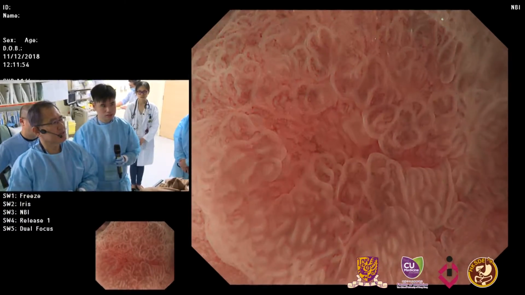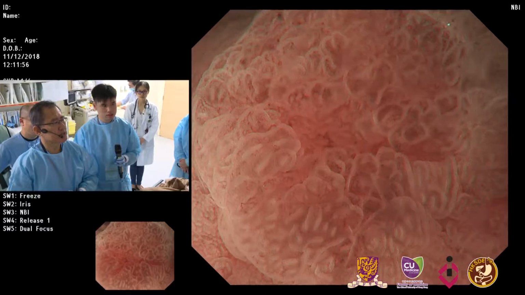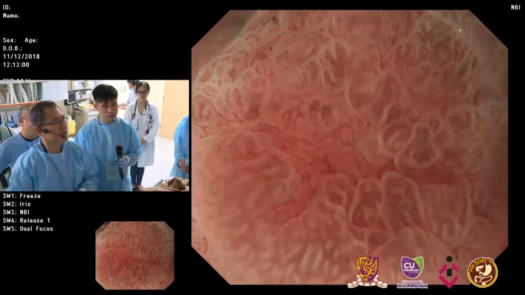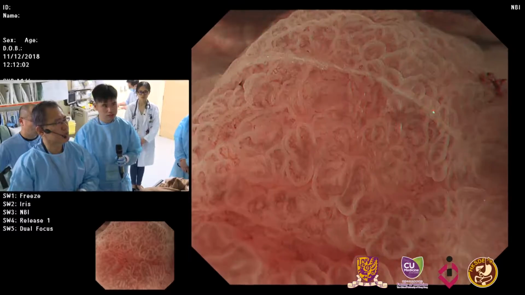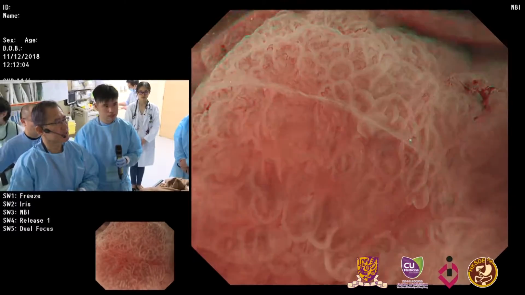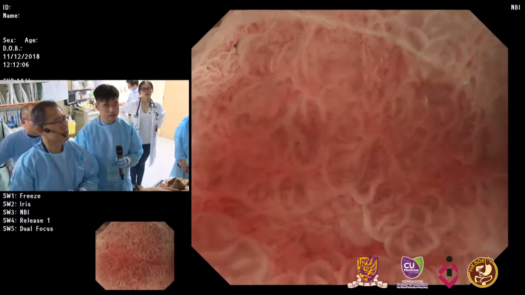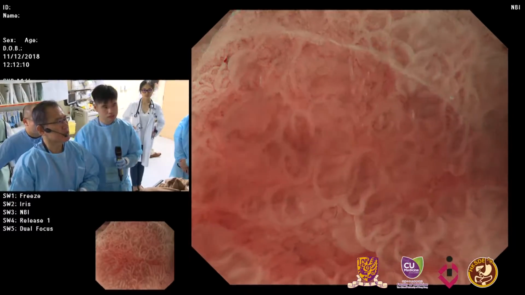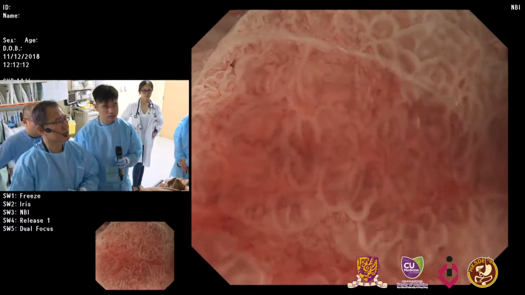However, if you look at the marginal crypt epithelium, it shows regular. However, the microvascular pattern is a more important finding for assessing epithelial neoplasia. I think this microvascular pattern is rather irregular. This is not compatible with low-grade adenoma.